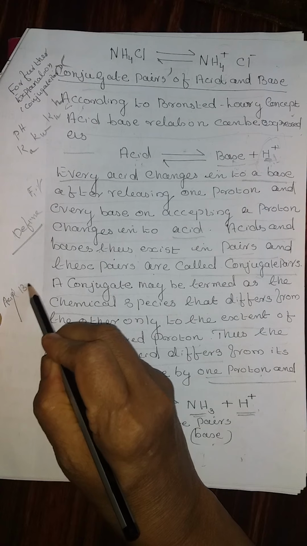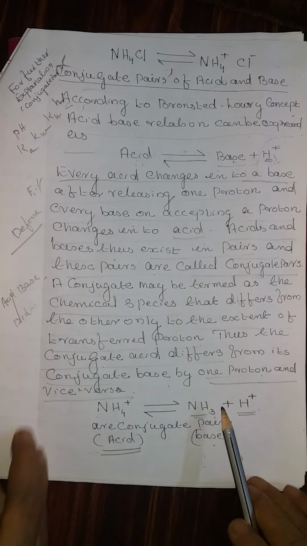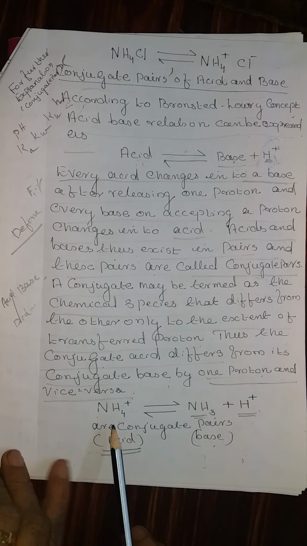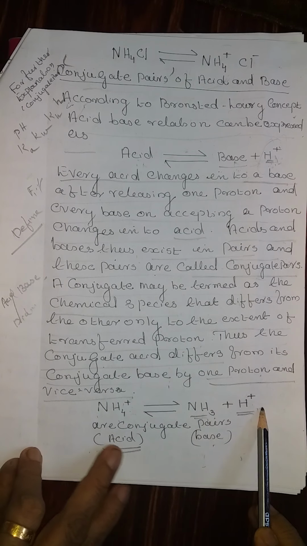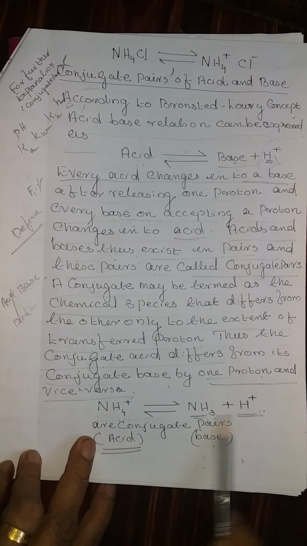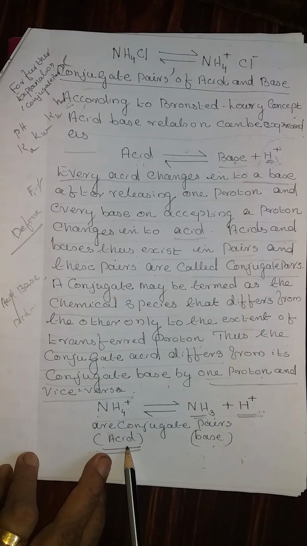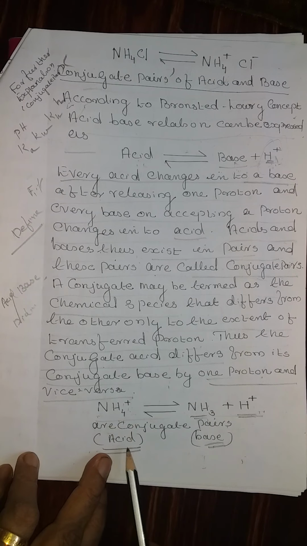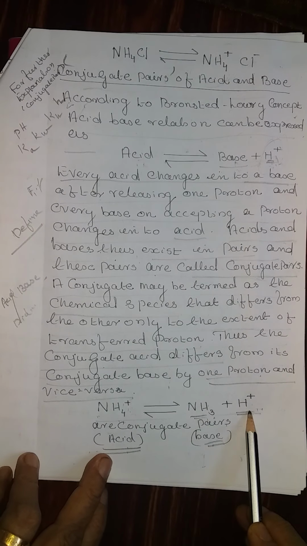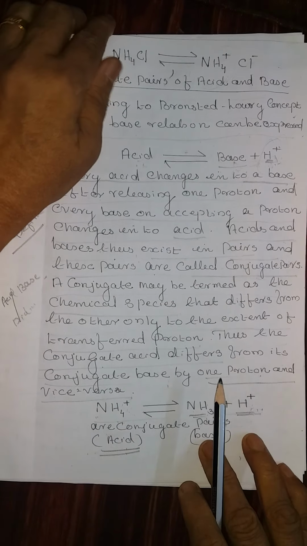Acid and base are distinguished according to the Bronsted-Lowry concept. NH4 plus ionizes and forms NH3 plus H plus. This is ionization. We can consider this as a conjugate pair. NH4 plus is considered as an acid and NH3 is considered as a base. NH4 plus is considered as an acid because it can give H plus ion, and NH3 is considered as a base because it can accept H plus ion. This theory is required for our derivation.